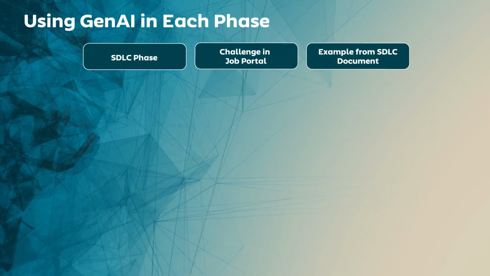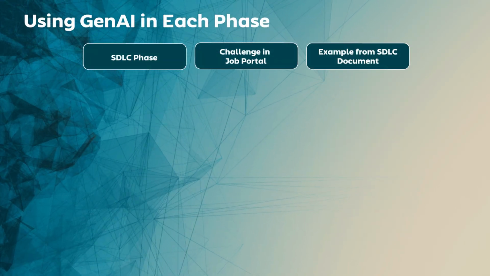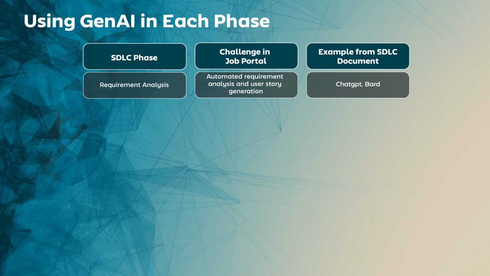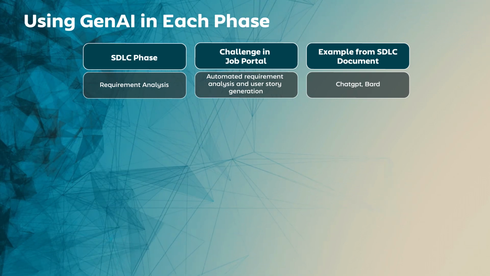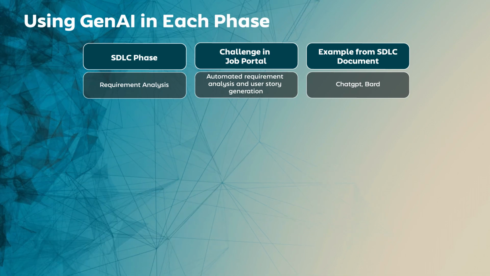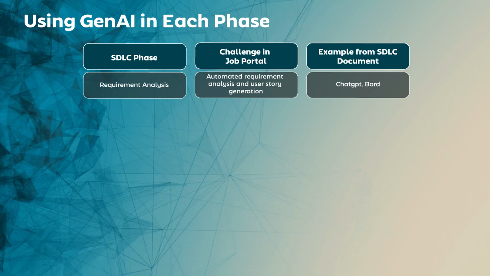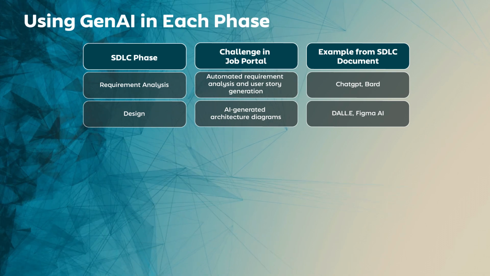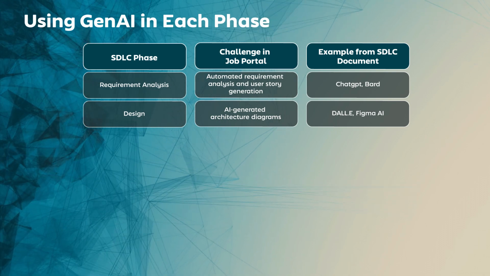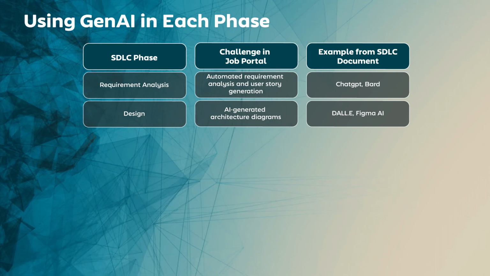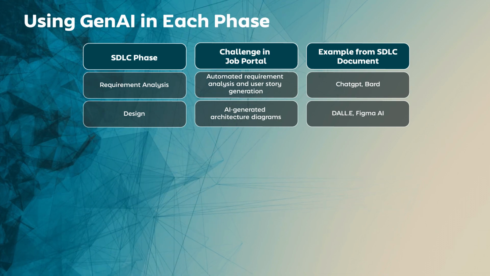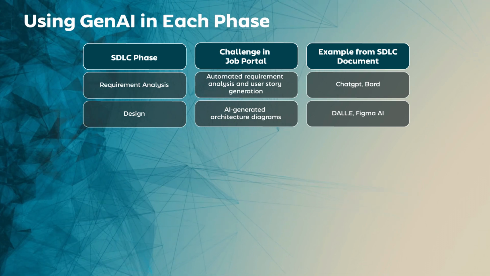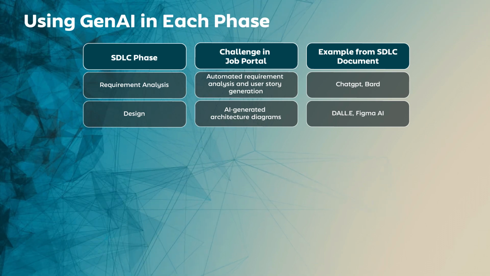How can we use GenAI in each of the phases? For requirement analysis, we can use ChatGPT or Bard to do the requirement analysis and user story generation. In design, we can use Figma AI or DALL-E, or some other AI tools like Eraser.io, to generate architecture diagrams, sequence flow diagrams, data flow diagrams, etc.